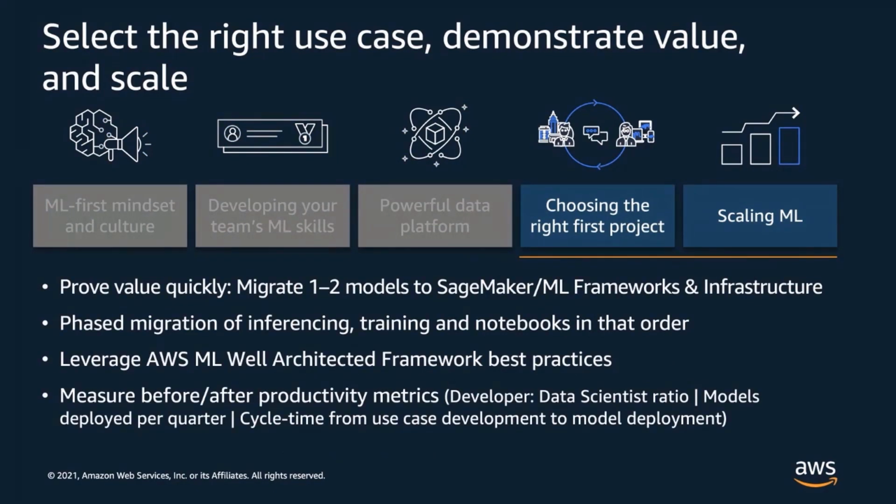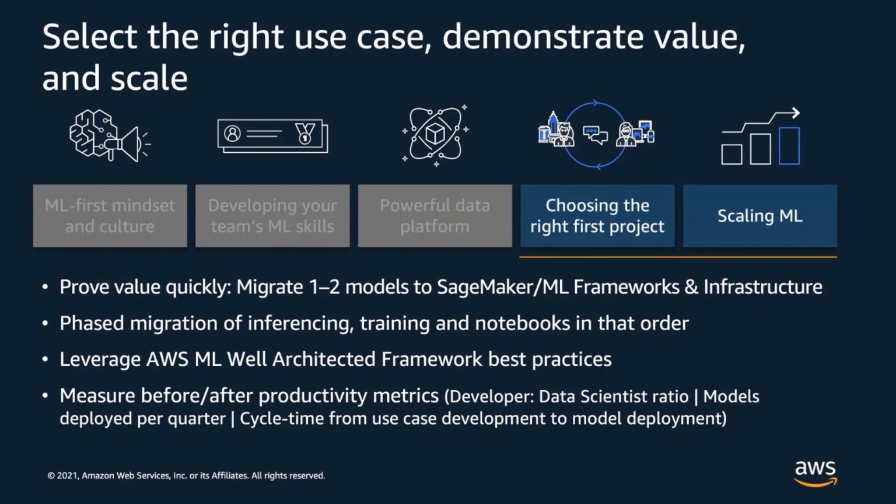Now, when it comes to choosing the right first project, if you can prove value quickly by possibly developing the first models, or if you've got ML models already in production, either on-prem or on another platform, and you're looking to modernize on SageMaker, picking the first one or two models to migrate onto SageMaker will provide value quickly and build the team's confidence, both in their capabilities and in their knowledge of the AWS platforms. Sometimes you'll want to phase your migration, doing inferencing first maybe, and then training, and then notebooks in that order.